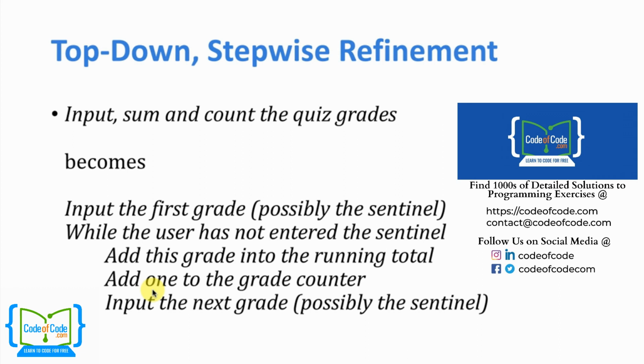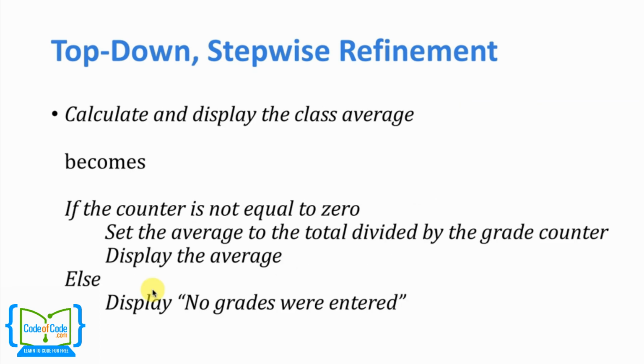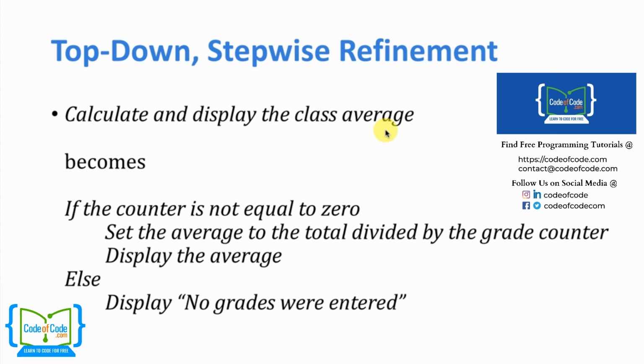So that was the second of the statements from the first refinement. We still have 1 additional statement from the first refinement, which was calculate and display the class average. So after the loop that we were just discussing on the preceding slide, we can break down this top level statement to an if-else statement that says if the counter is not equal to 0, that means if we have some grades, then we'll calculate the average by dividing the total by the grade counter, and we'll display the average.